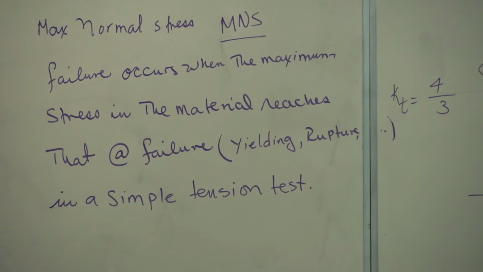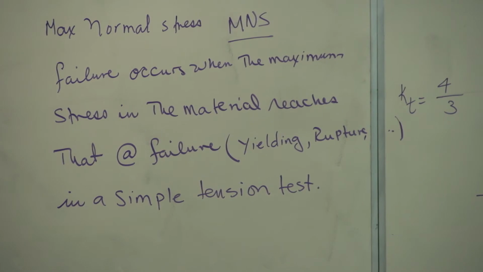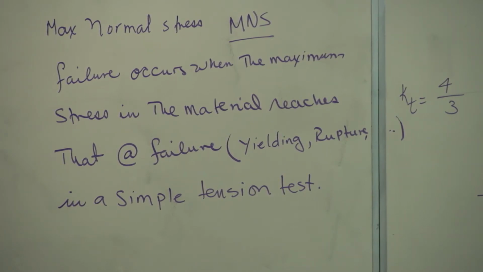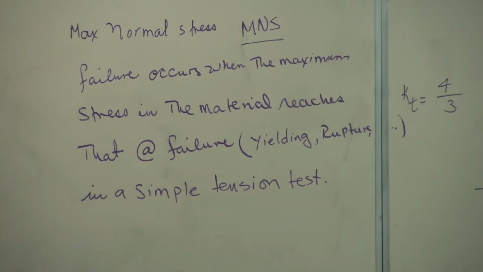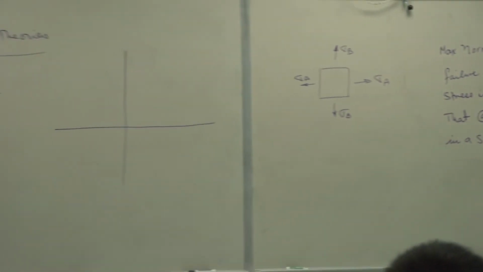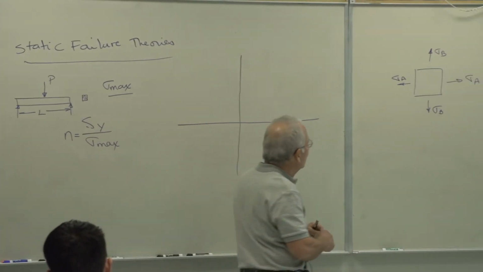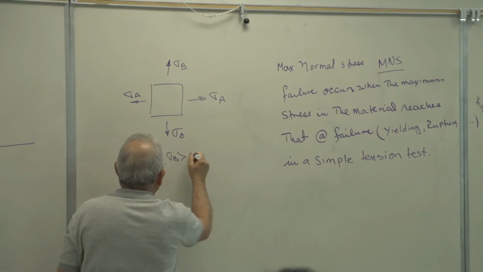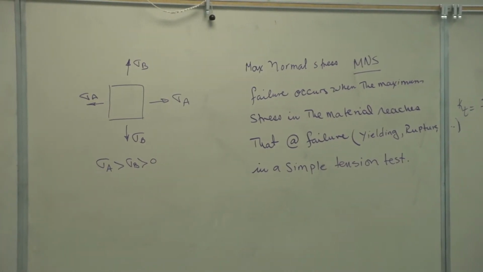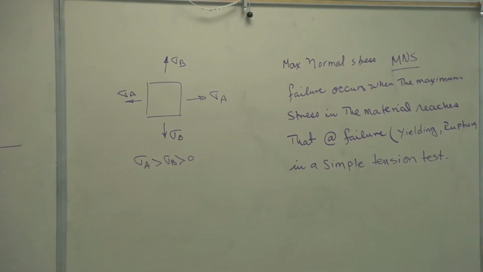So when the maximum stress in the material reaches a critical value that we find in a simple tension test, and that critical value could be the yield strength of the material, it could be the tensile strength of the material, however you want to define it, then we say the material has failed. In this example that I gave you here, we're using the yield strength. So let us assume that here, these are both, of course, positive. Let's assume that's the case. Sigma A is greater than sigma B. So which one of these stresses reaches the critical value first?